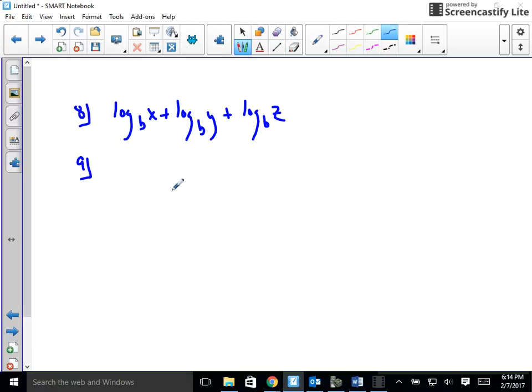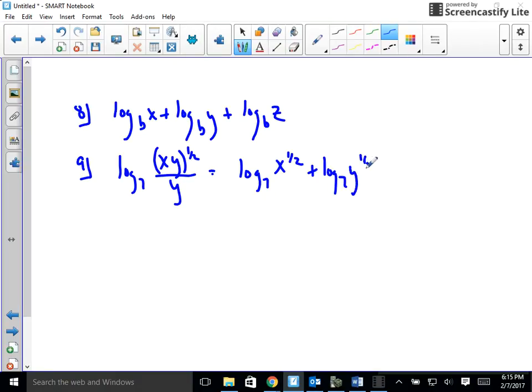For number 9, that xz is in the square root sign, so that's log base 7. I'm going to write that as the quantity of xz to the 1/2 power over y. Now, what I've mentioned before is anything in the numerator gets added, anything in the denominator gets subtracted. So the x and the z are in the numerator, so I have log base 7 of x to the 1/2, and since this is in parentheses, both of those get taken to the 1/2 power, plus the log base 7 of y to the 1/2, and then the y in the bottom there is being subtracted. So I have minus log base 7 of y to the first.